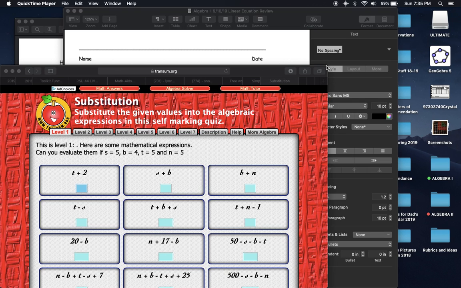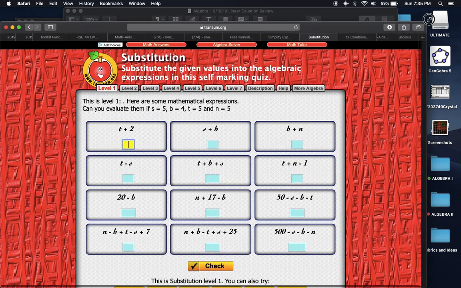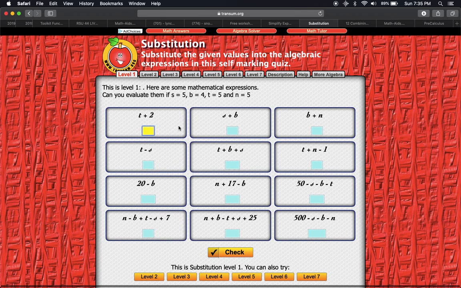Hello, hello. I want to show you guys how to just use this program real quick. So here's the idea. This is substitution, just like we were doing yesterday, except it's on the computer and it'll check your work for you.